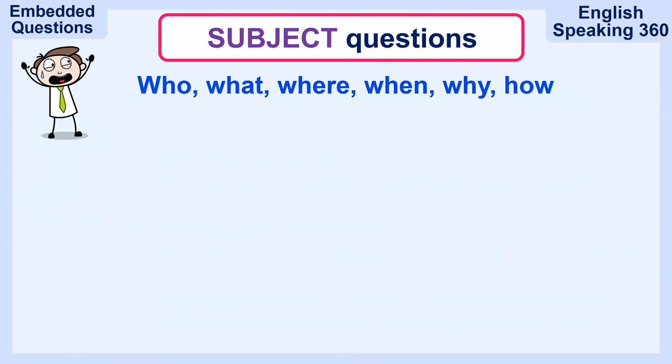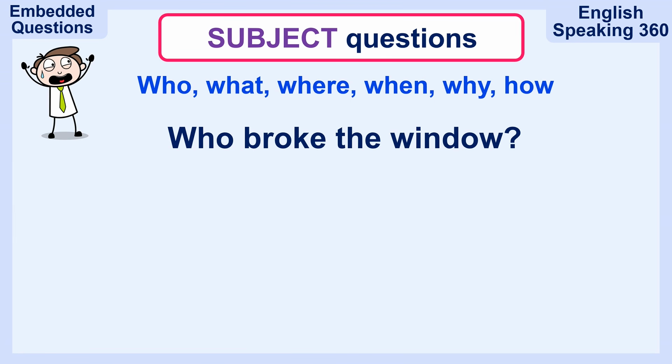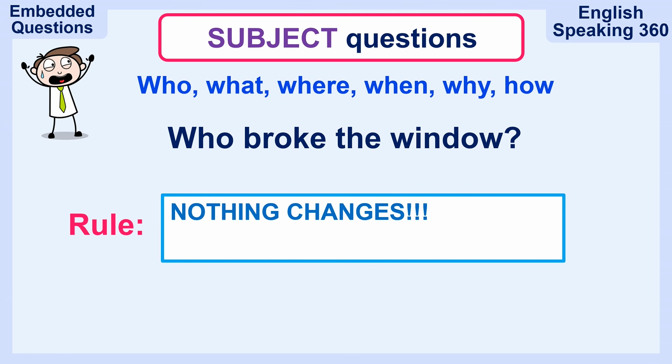Now, subject questions with who, what, where, when, and how. For example, who broke the window? Here's the rule. First, nothing changes. In this sentence, who is the subject? So this question is already in the statement word order, subject, verb, complement. And that's why nothing changes.